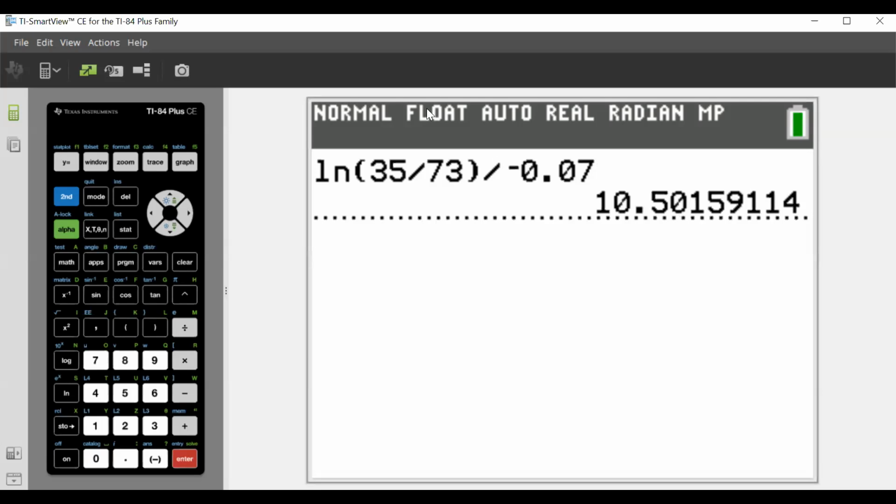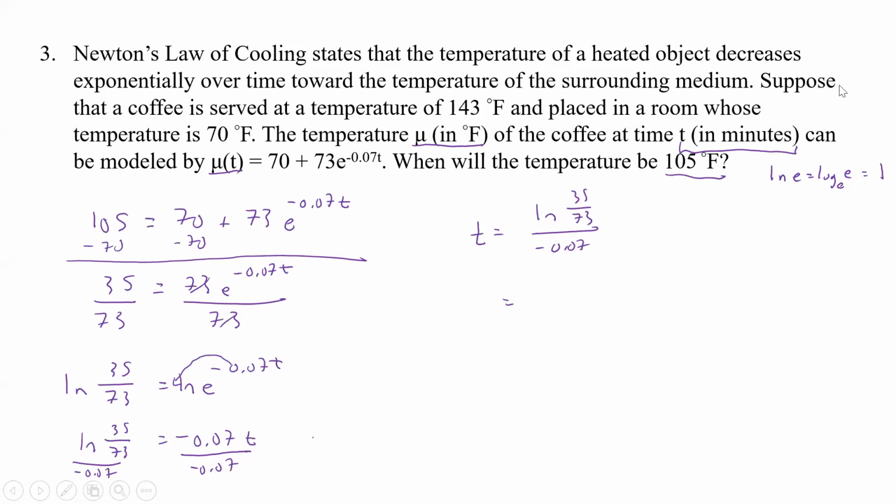And it was in minutes. Does it say decimals? No. So let's say that that's equal to 10.5 minutes. So basically 10.5 minutes will be down to 105 from the 143. And so that's going to be how long it takes. Okay.